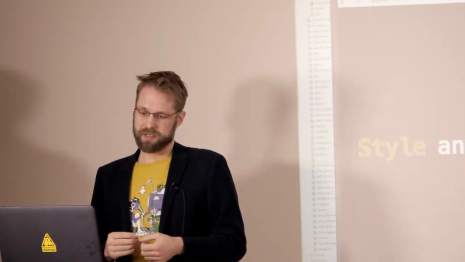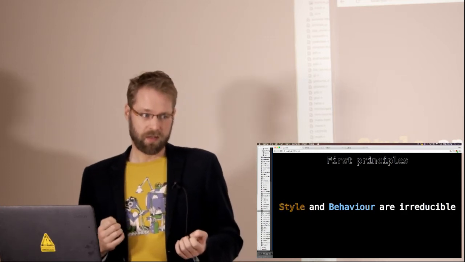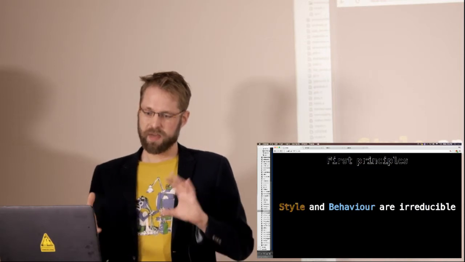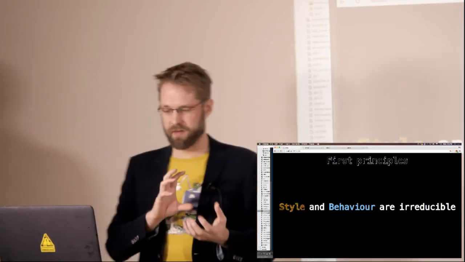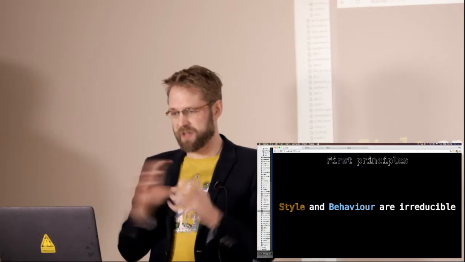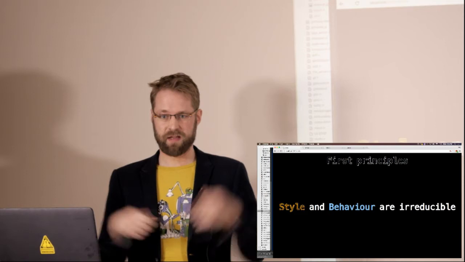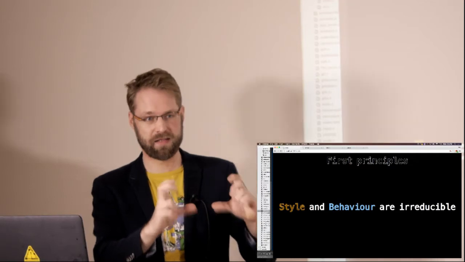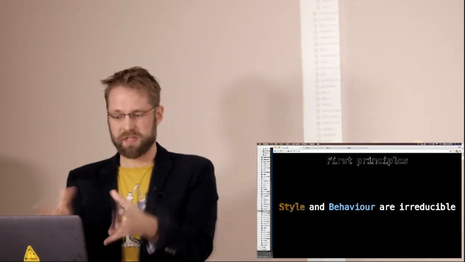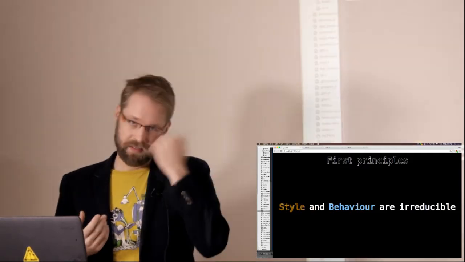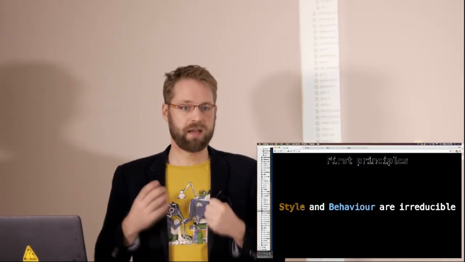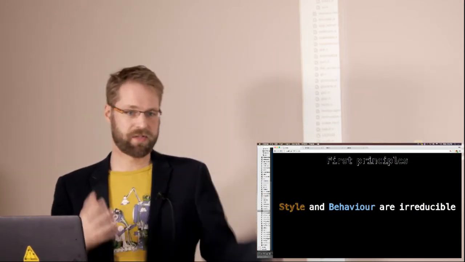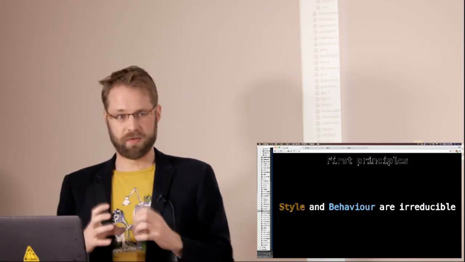This is another one: style and behavior are irreducible. This is about encoding certain problems, right? So if you're saying that a rectangle is red, you have to say that it's a rectangle and you have to say that it's red. You cannot reduce the data much more than that statement. So this rule essentially states that you need to find composability in everything you do. Otherwise, you will not be able to make your UI toolkit or your styling toolkit in optimal compression.